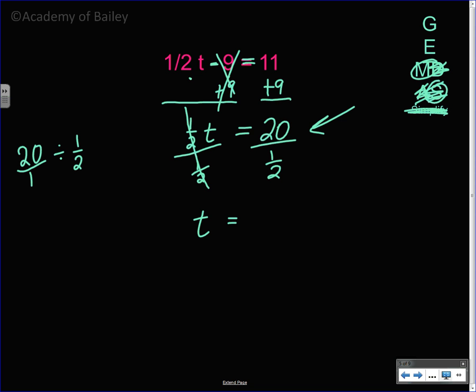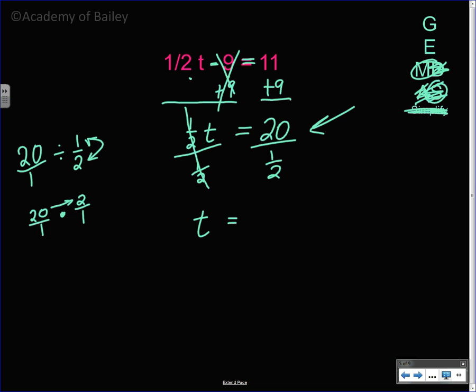So now, how do you divide fractions? Well, what you do is you multiply by the reciprocal. The first fraction stays the same, 20 over 1, and then I said you multiply by the reciprocal. What's the reciprocal of 1/2? Reciprocal is when you flip the fraction. Instead of 1/2, it becomes 2 over 1. So now we have 20 over 1 times 2 over 1, and we multiply straight across.